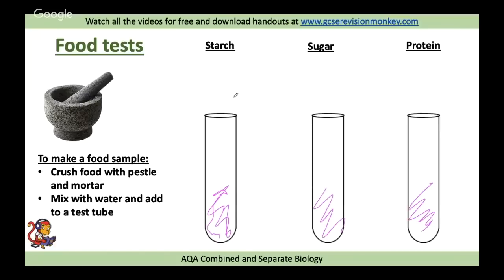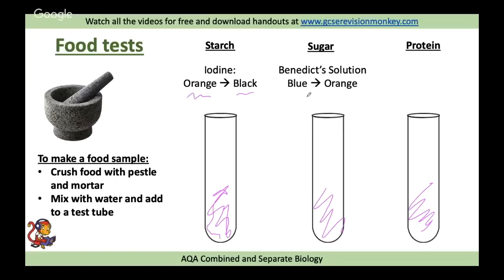And then there's 3 tests that you're going to have to remember. The first one is the test for starch. This is iodine. You add iodine, and if starch is present, it will turn from orange to black. The next one is sugar. That's Benedict's solution, which will change from blue to orange.